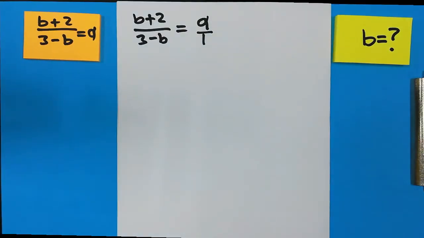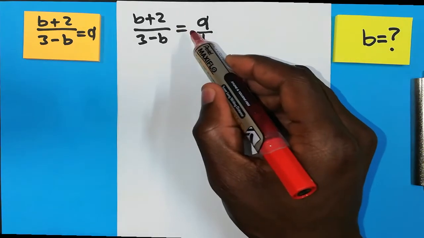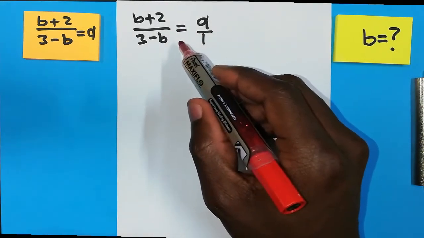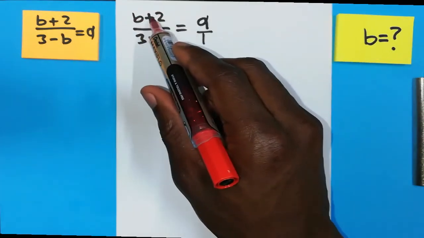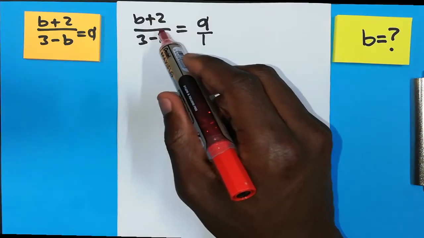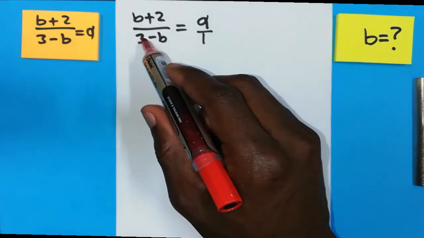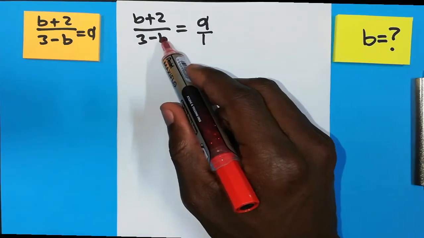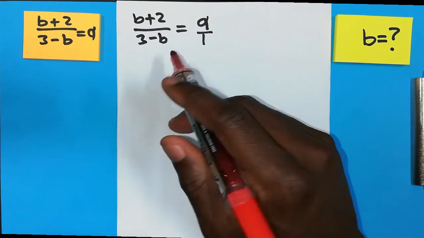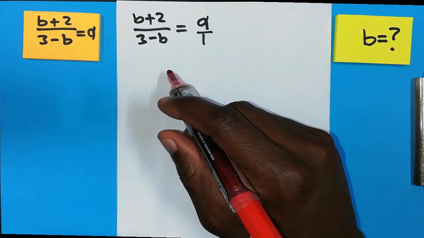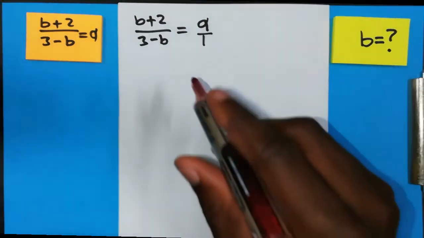So the question is, can I continue here with cross multiplication? Yes, I can, because this expression on the left hand side shares the same denominator, which is 3 minus b. Same thing with that one. a has only one denominator. All right, good. So I can cross multiply.